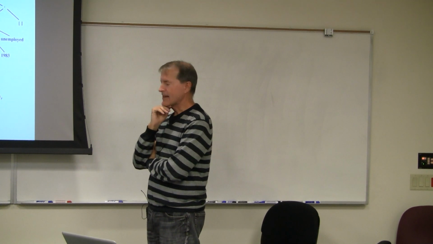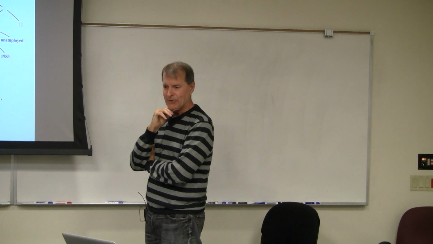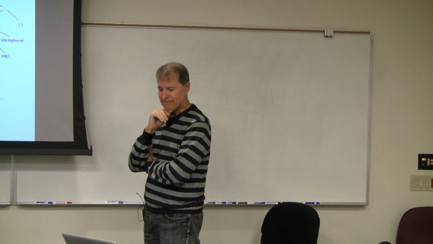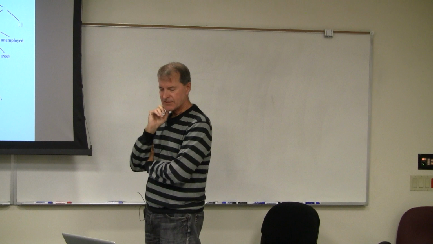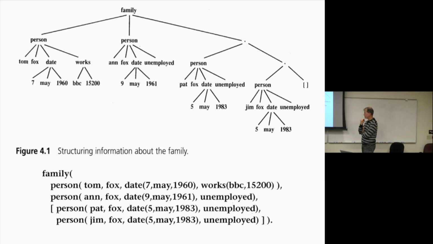At the end of class last time, we were looking at this family database, and we had this example of Tom Fox and Ann Fox, and Pat and Jim were the kids. So we're going to pick up right where we left off there. And let me just say a word about the homework.